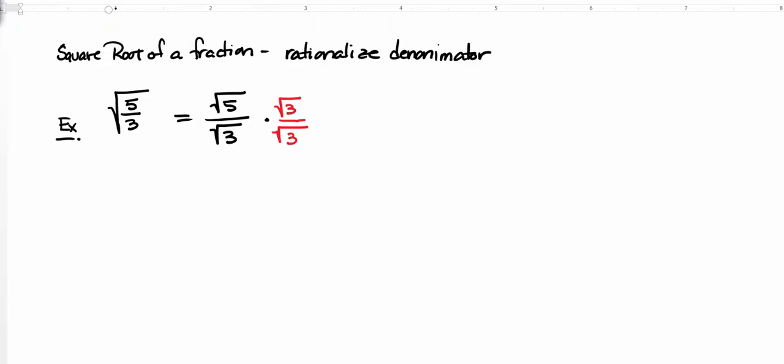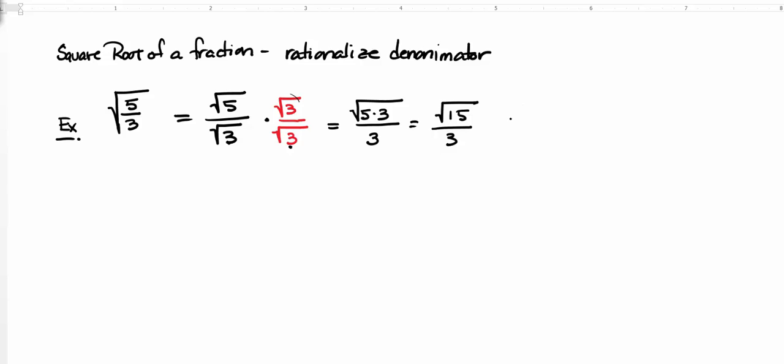So I multiply top and bottom here by the square root of 3. So this conveniently becomes 3, since the square root of 3 times the square root of 3 gives me 3. And remember, from my product rule, I just get the square root of 5 times 3, which gives me the square root of 15 all over 3.